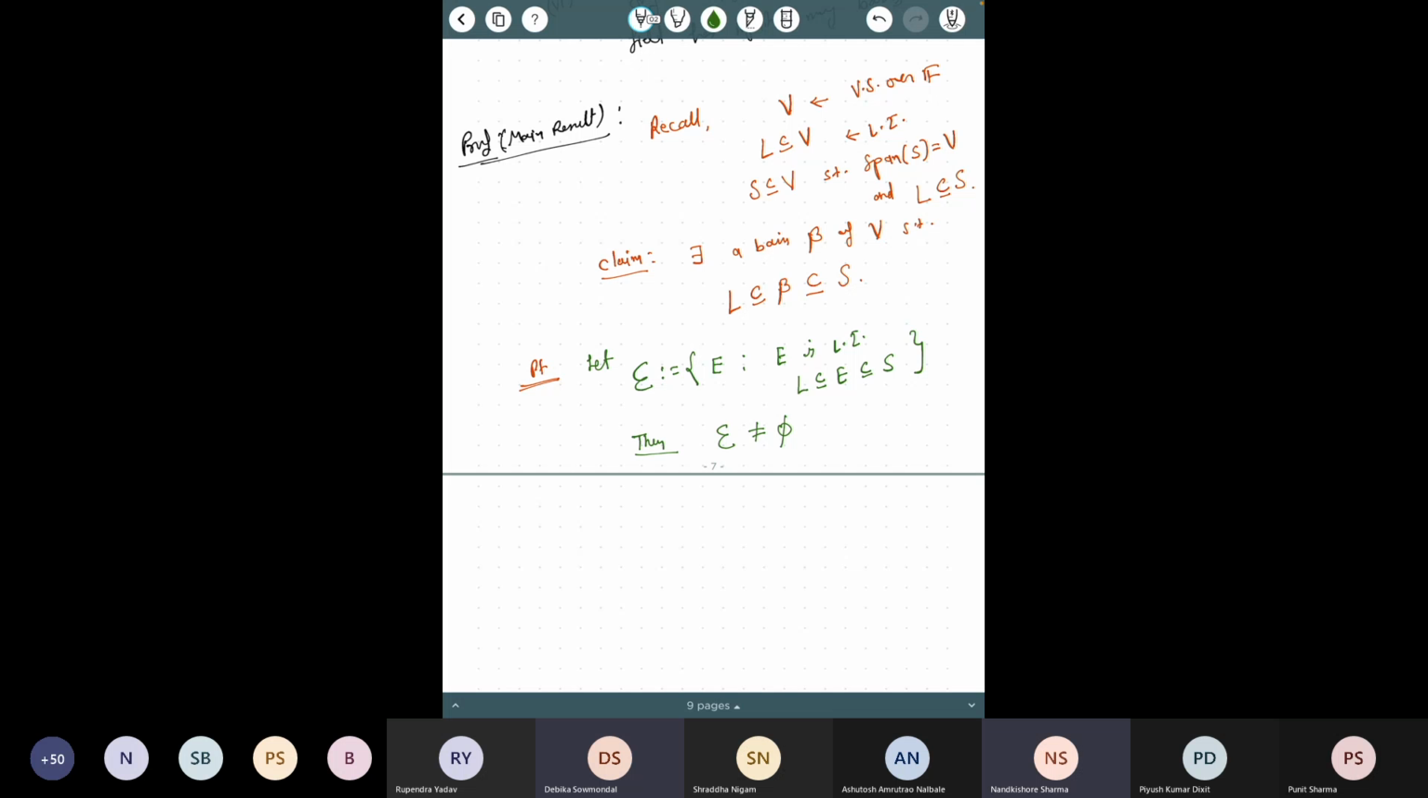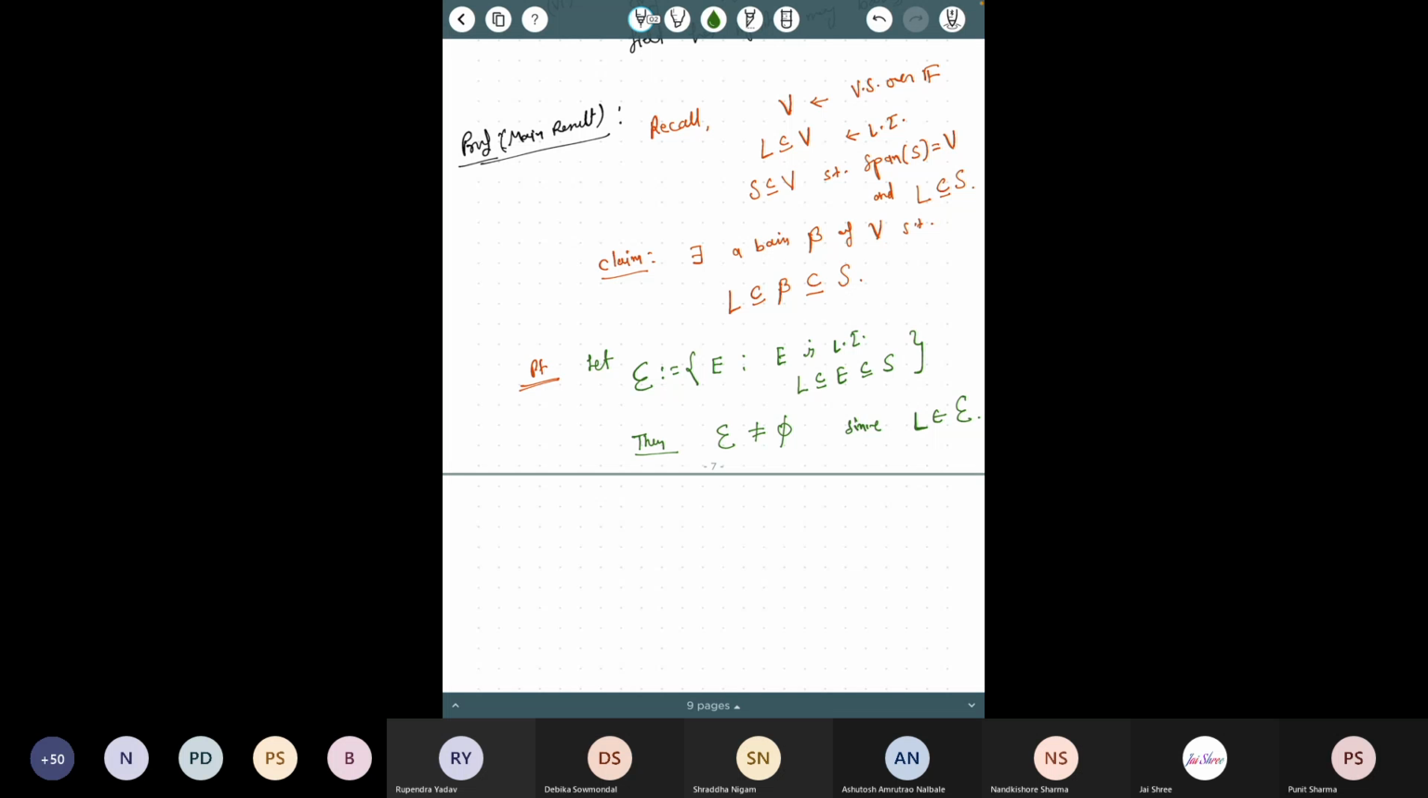But whatever you are saying, we are proving this result for any linearly independent set, not for an empty L. So whatever we say should be for every L. Since we are given that L exists, then L can be equal to L. We have been given that. So you are saying that L belongs to this set, right? Yes, sir. So this is non-empty because L is a subset of itself, so L belongs to it.